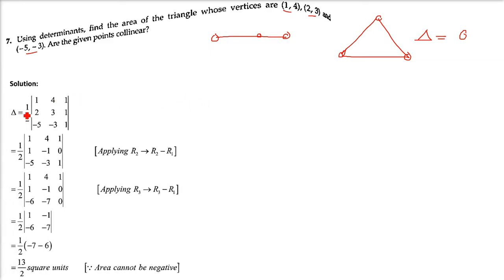This is the concept. So what we have to do is take half, and put x1, x2, x3 in the first column, y1, y2, y3 in the second column, and 1, 1, 1 in the third column. Then do row 2 minus row 1 and row 3 minus row 1, and then just open it because you will get two zeros. The final answer can be negative or positive, but you will always take it as positive, because area is always positive, it cannot be negative. So when it comes 13 by 2, that means the points are non-collinear.